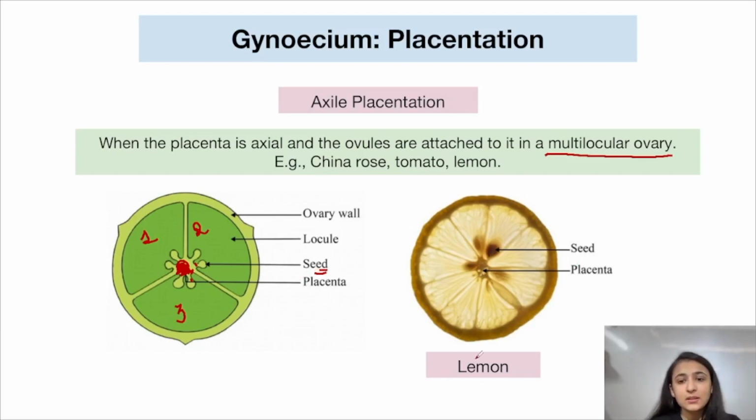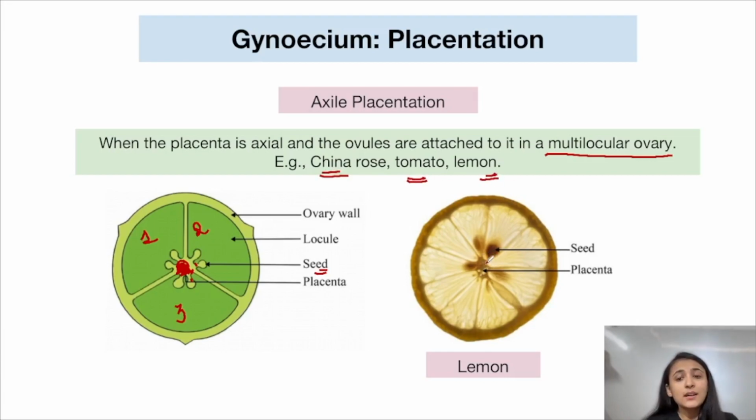So this is the cross section of a lemon fruit. You can see at the central portion the placenta is present, to which the ovules are attached like this. So these are the ovules or the seeds, and this is the placenta to which the ovules are attached. This kind of placentation is seen in China rose, tomato and lemon.